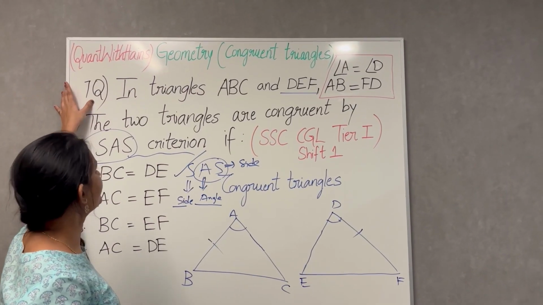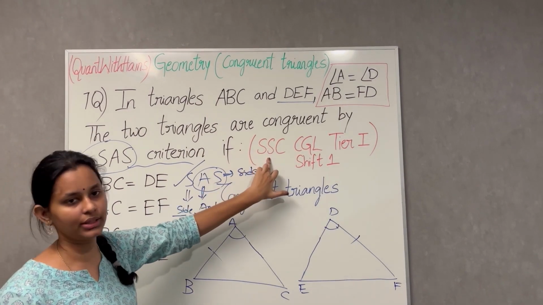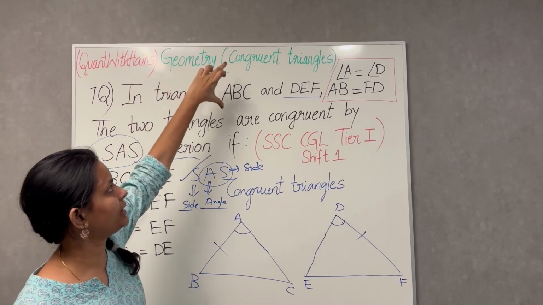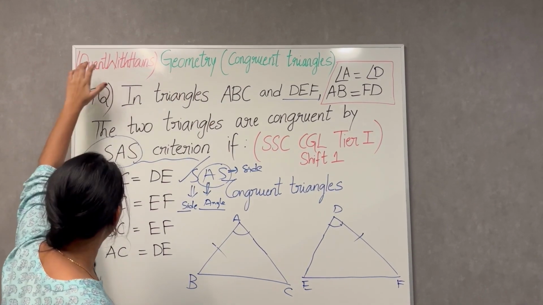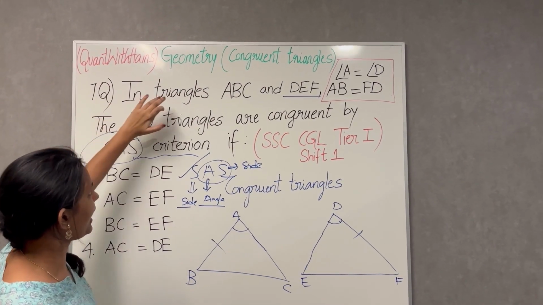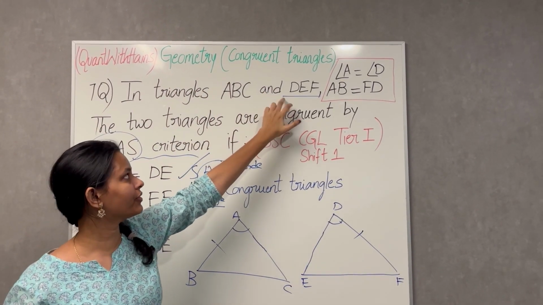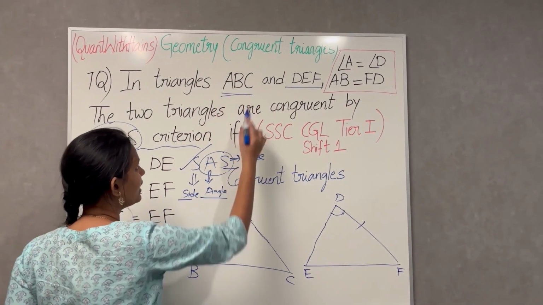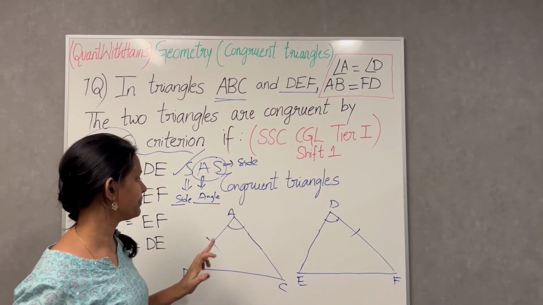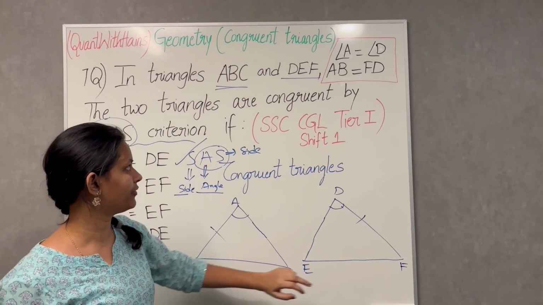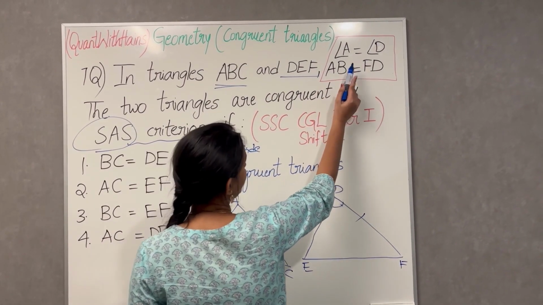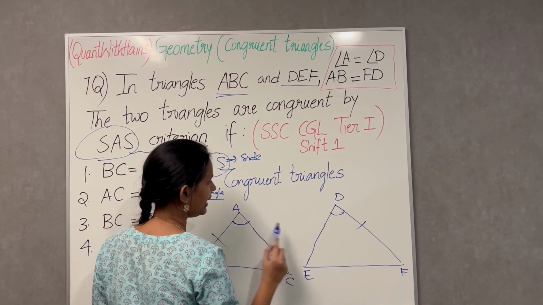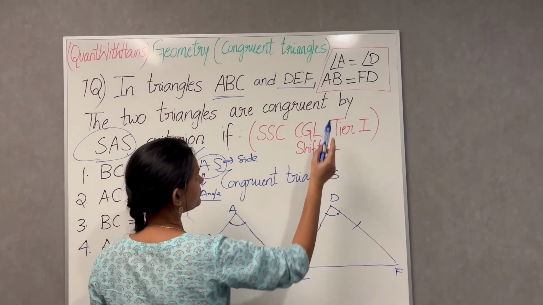Let us understand the 7th question of SSC CGL Tier 1 Shift 1. This topic is geometry, the subtopic is congruent triangles. Let us understand the question first. In triangles ABC and DEF, here we are talking about two triangles. One triangle is ABC and another triangle is DEF. Another piece of information is given: angle A equals angle D. That means angle A and angle D are equal.